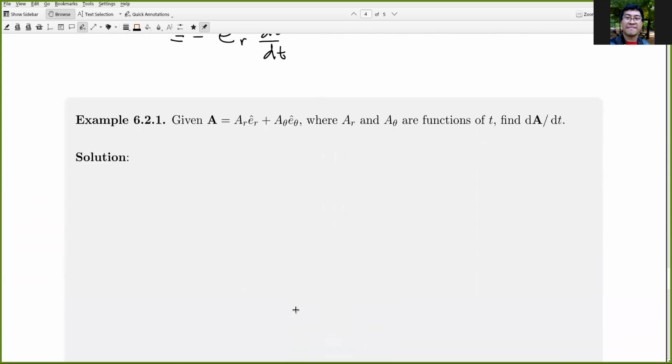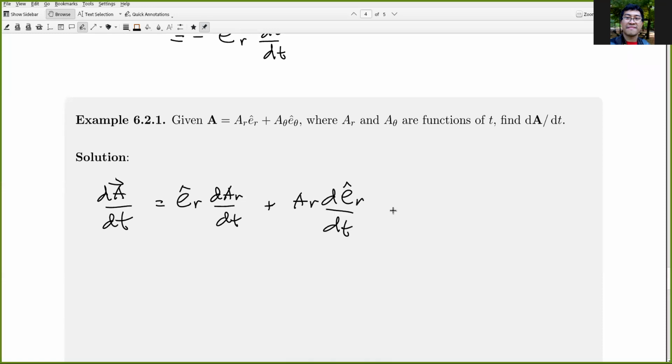So for example, given A, you have components here and the unit vectors. The components are functions of t. Find dA/dt. So for dA/dt, you have the derivative of a product. Say e_r, keeping A_r fixed, you have dA_r/dt. Keeping A_r fixed, you have A_r de_r/dt. Similarly here, you have e_theta dA_theta/dt plus A_theta de_theta/dt.